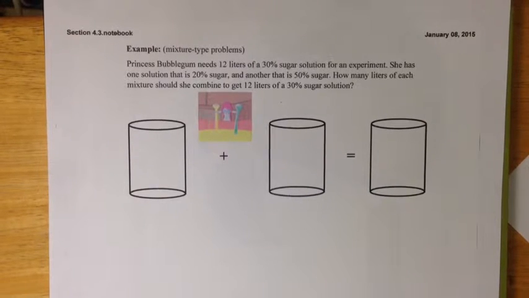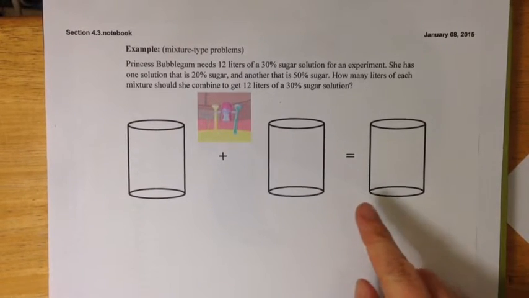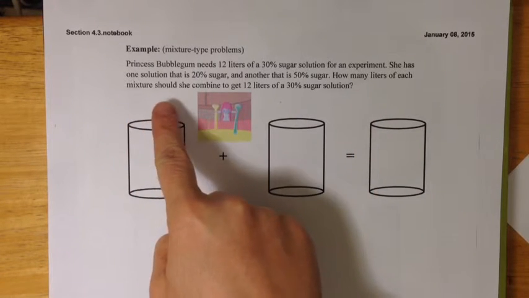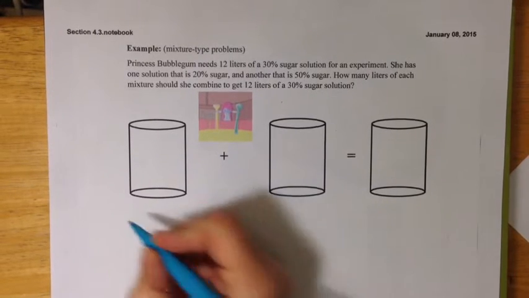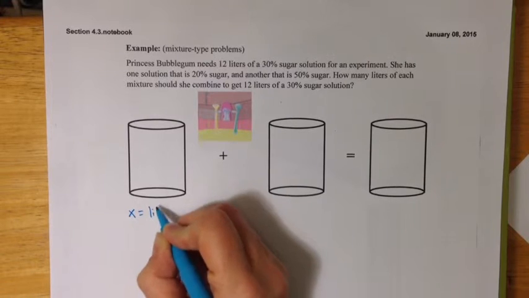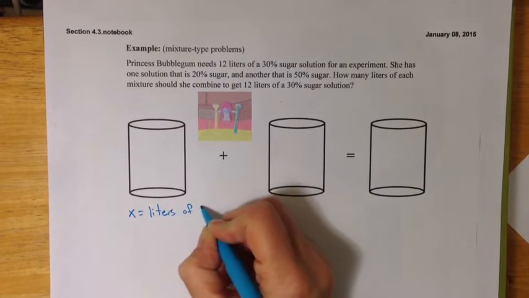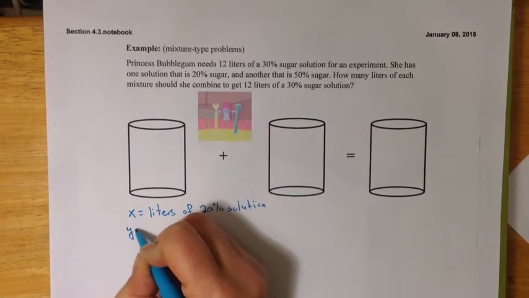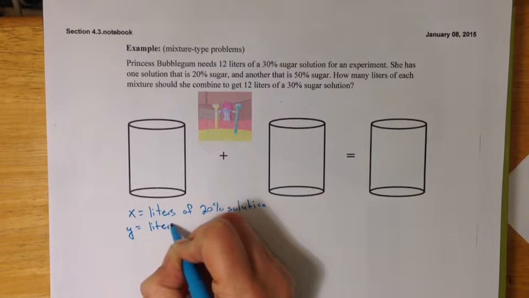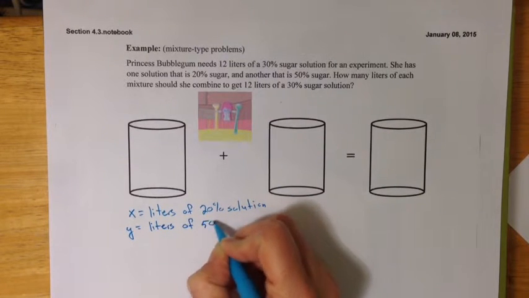Once again, I'm going to start by defining our variables. The question asks, how many liters of each mixture should she mix? So my answer is going to be something like she needs 100 liters of the 20% solution and 12 liters of the 50% solution. Of course, 112 won't work very well. So my variables will be something like x equals the number of liters of the 20% solution, and y equals the number of liters of the 50% solution.